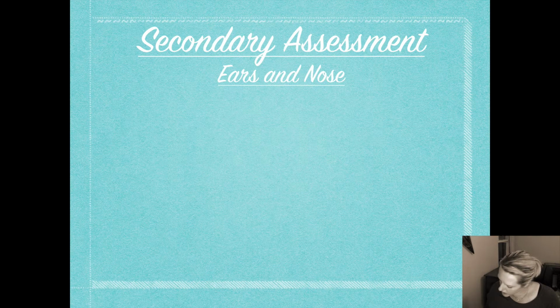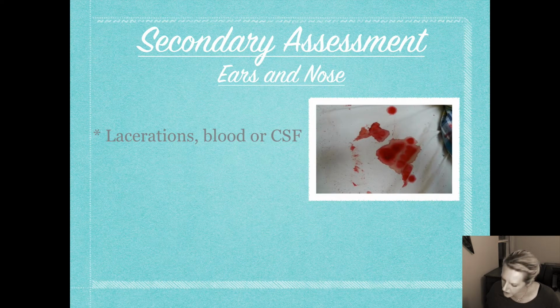All right, so ears and nose. On our ears, again, the beginning of this is an A&P review, and I don't want to go over all that. So we want to check for any abrasions, lacerations, blood, or CSF, and we check for that blood or CSF by the halo test. So this is actually a patient's pillow, and they had gotten hit in the head. You can see the halo test around it. So all that clear stuff would actually be CSF with the blood in the middle.